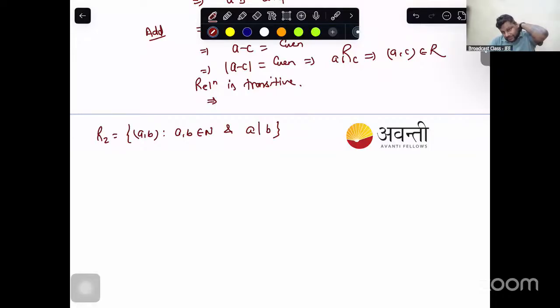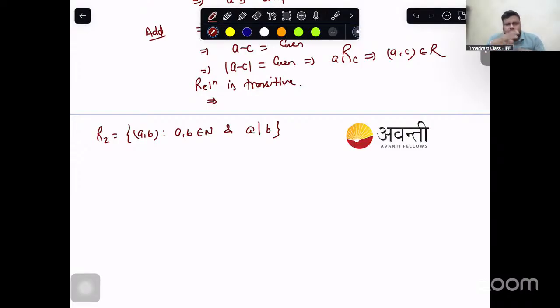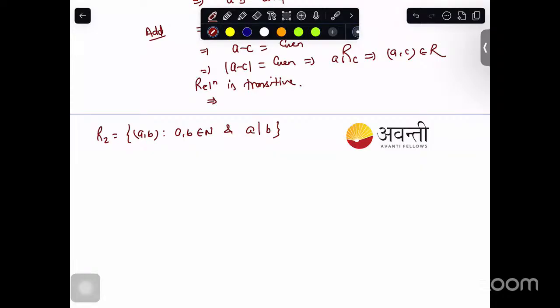Is it reflexive? Writing is secondary. First of all, let us be sure on our own: is it reflexive? Yes, sir, because every element divides itself. Yes or no?